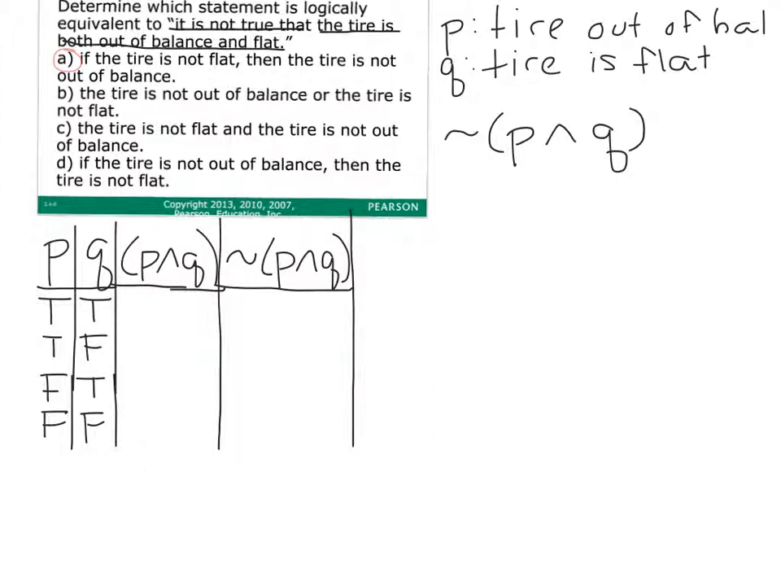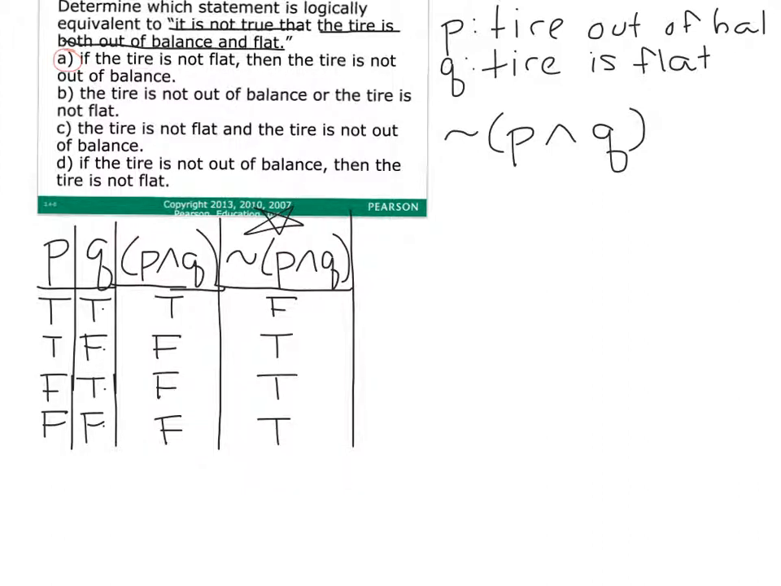Okay, so P and Q, remember, and is only true if you get 2 trues. So we're going to have a true, false, false, false. Now in our 4th column, we're going to negate that. So that'll end up being false, true, true, true. So this is our magical column that we'll have to compare everything to. Now, for part A, we're going to have to first translate it, and then we can do a little truth table with part A.